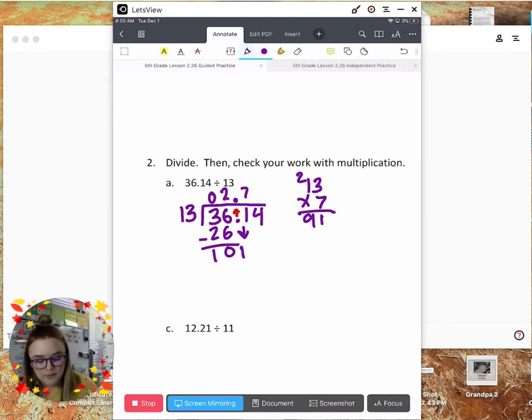So our 7 goes up to the top, and we subtract 91. 1 minus 1 gives us 0. We can't subtract 0 minus 9, so we're going to need to borrow.